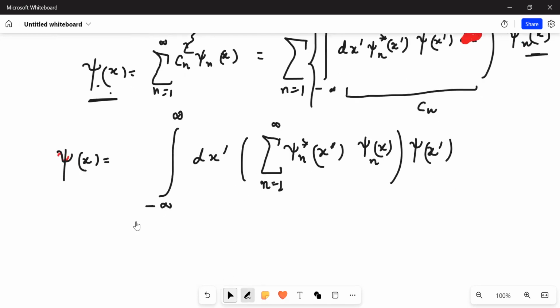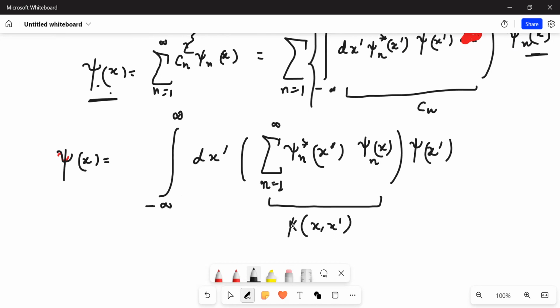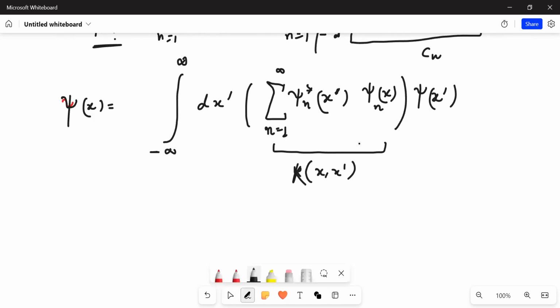Now just think about it. Psi x is equal to the integral from minus infinity to plus infinity dx dash of some function which depends upon x and x dash. Let us say this is k, times psi x dash dx dash, equal to psi x. Now, don't you think you are reminded of something that we've done previously?